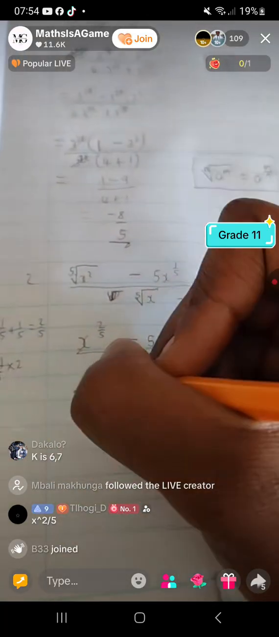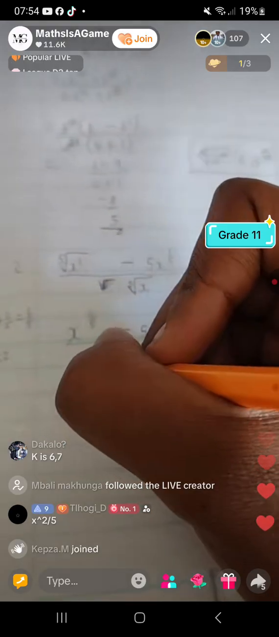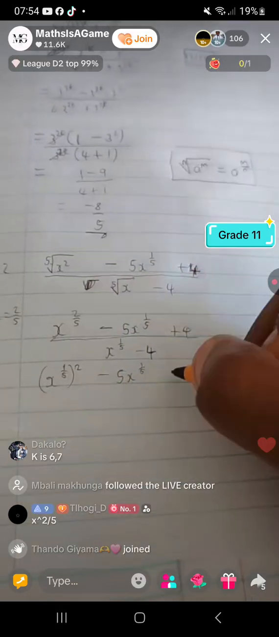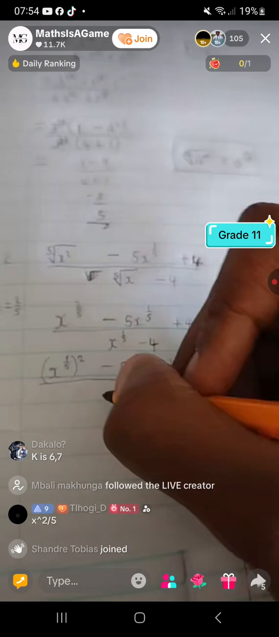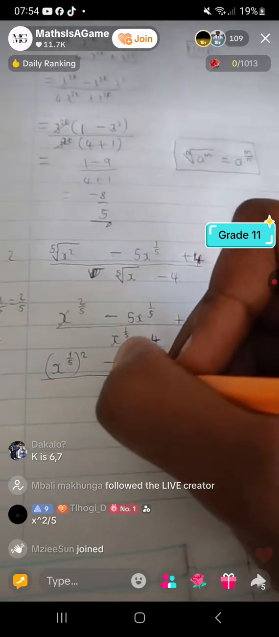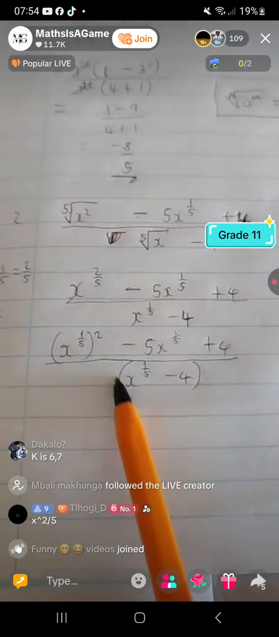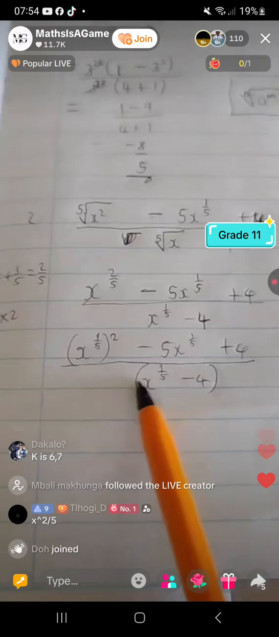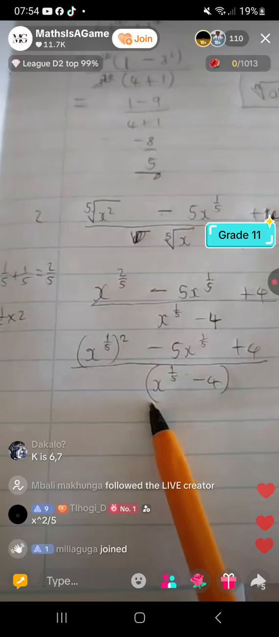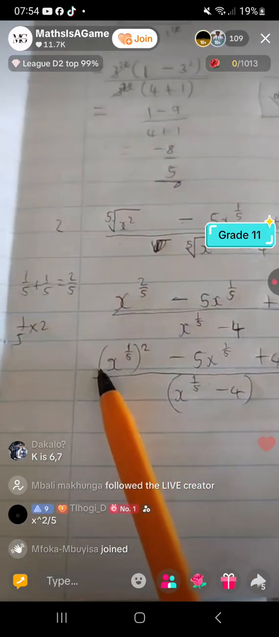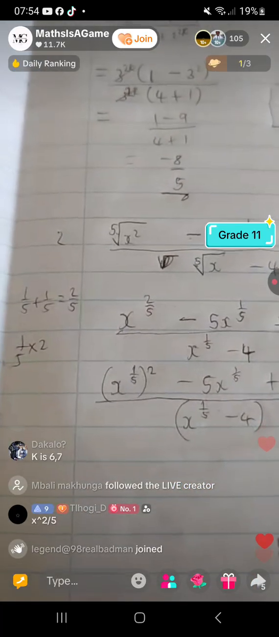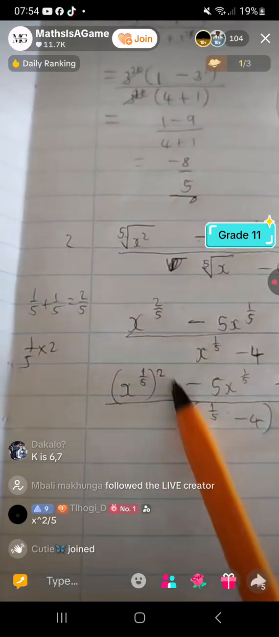So if you were to rewrite this, it's like x to the power 1 over 5 squared minus 5x to the power 1 over 5 plus 4, over x to the power 1 over 5 minus 4. And all I'm going to do is put brackets around this. This cannot be factorized. This is not like a difference of 2 squares. Even though 4 is a perfect square, x to the power 1 over 5 does not make this variable a perfect square. Because, guys, remember, a variable, in order for it to be a perfect square, needs to be raised externally to an even number.